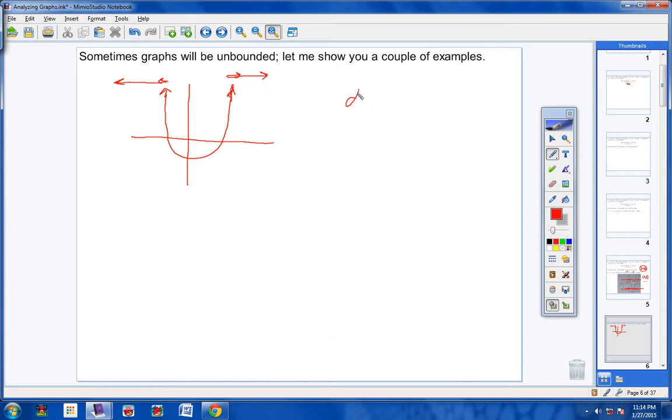So the domain would simply be negative infinity to positive infinity. And of course, when we use infinity, we always use parentheses. Okay?